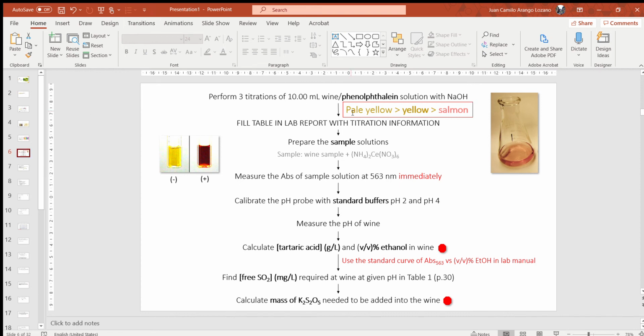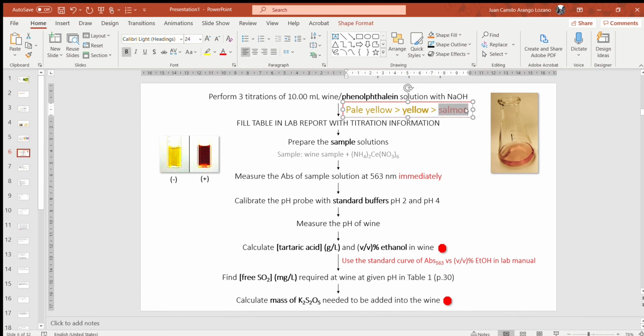However, here this is gonna be a little bit different because you will start with a pale yellow color of white wine, the same color as always. And once you perform the titration and you reach your titration point, you should be looking for a salmon color, a really light salmon color. So this photo explains quite well what I'm trying to say.